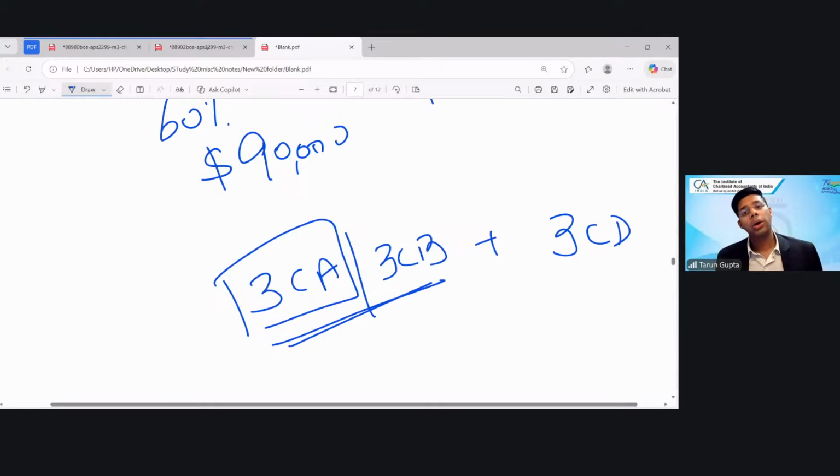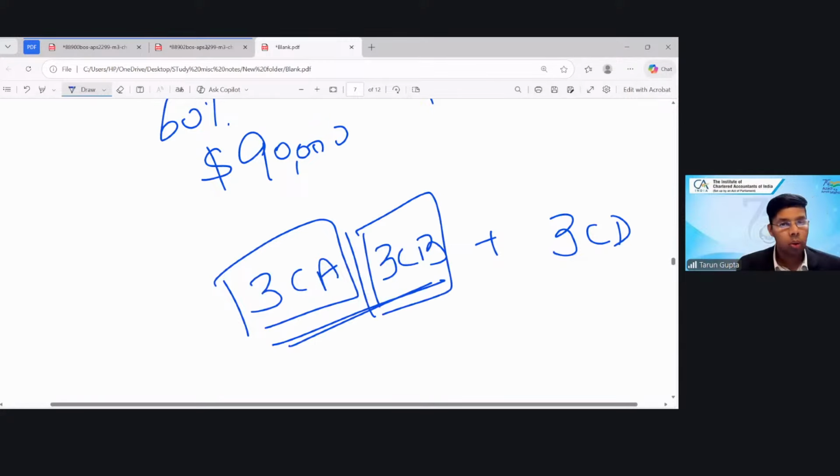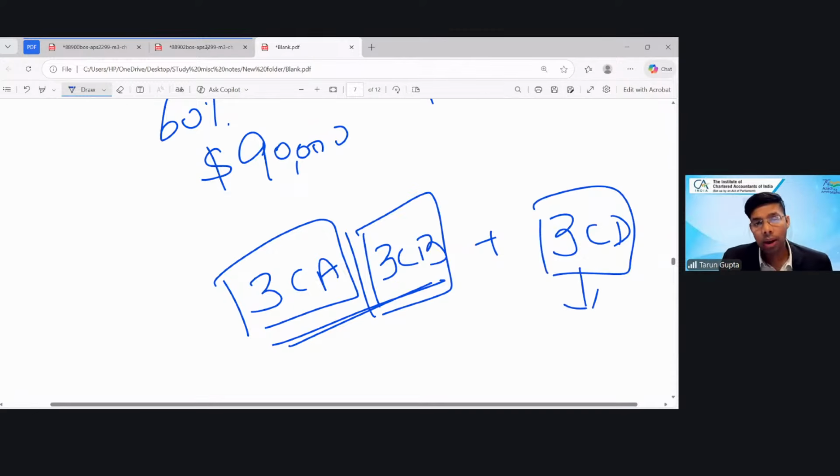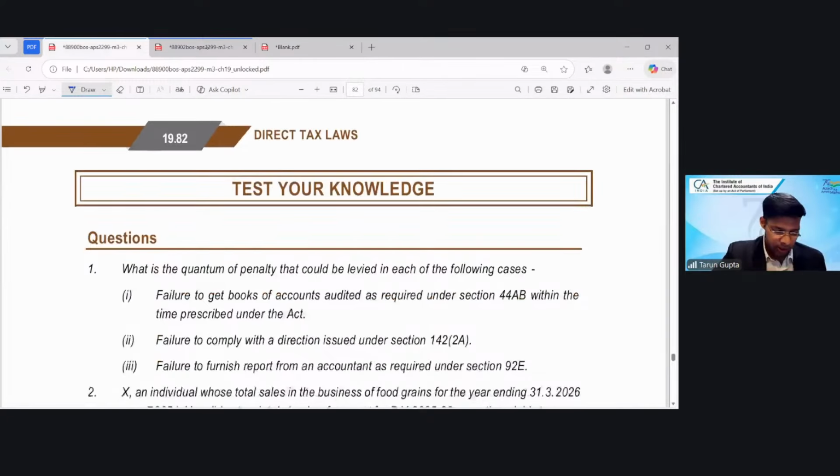But if you are doing an audit of any entity whose books of account are not required to be audited under any other act, then you will give a tax audit report in Form 3CB. Okay, you understood? So either 3CA or 3CB. But whether you give a report in 3CA or 3CB, the report shall be accompanied by Form 3CD. It's actually the detailed tax audit form.